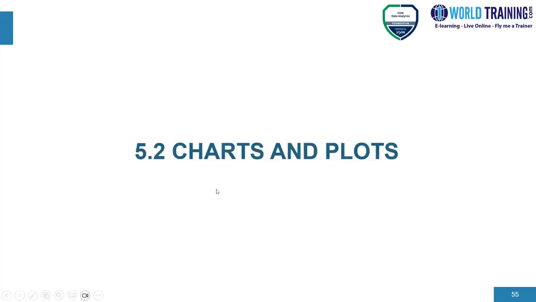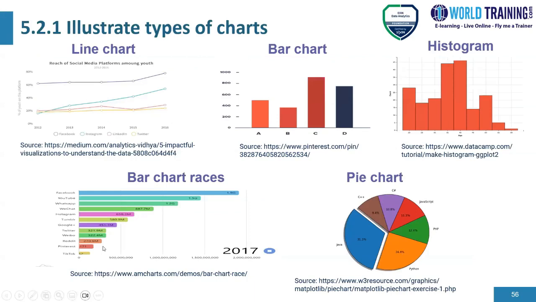So section 5.2, charts and plots. Now section 5.2.1 gives you various illustrations of the types of charts which are used in various data analytics projects for visualization. There are several charts which can be used to present the data analytics outcome in a way that is easier for your decision makers to interpret. Some of the common data visualization charts are described as we can see over here.